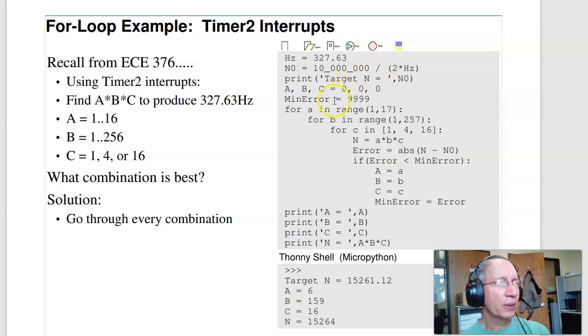Well, I'm going to start out with the min error being 99999, something big. Go through every combination of A, B, and C. Calculate A times B times C. Find the error between my target and the result. If the error is smaller than my previous minimum error, copy A, B, and C. Copy over the new minimum error and repeat. Unwind 3 loops, and eventually when I'm done, print out what is A, B, C, and N. So when I do that, here's my target. The best I can do is 6 times 159 times 16, and here's the resulting N.